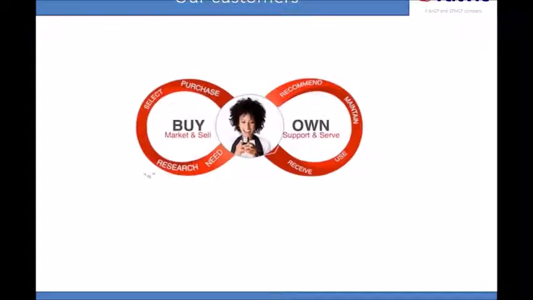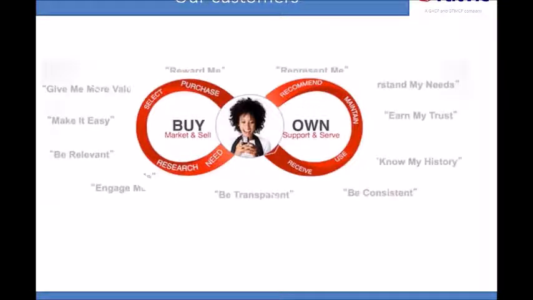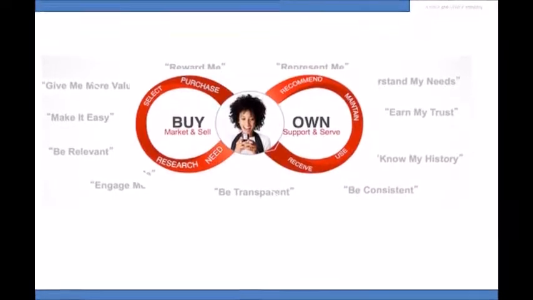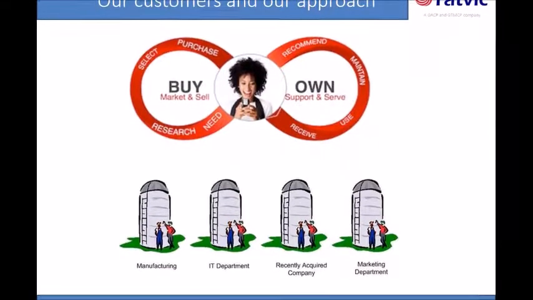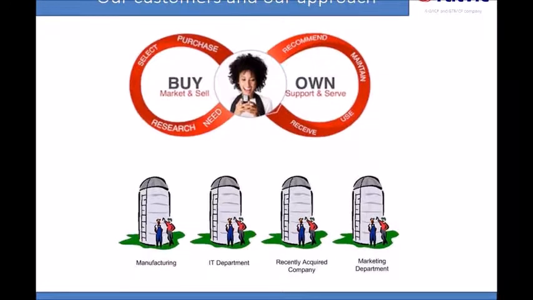What do our customers generally try to do? They either want to buy something or they already own something. And when they are considering, they display certain indicators. They tell us, give me more value. They tell us, engage me. They tell us, be relevant. The customers who already own our product or service say, earn my trust, understand my needs, know my history. And the way we respond to them is very, very different.